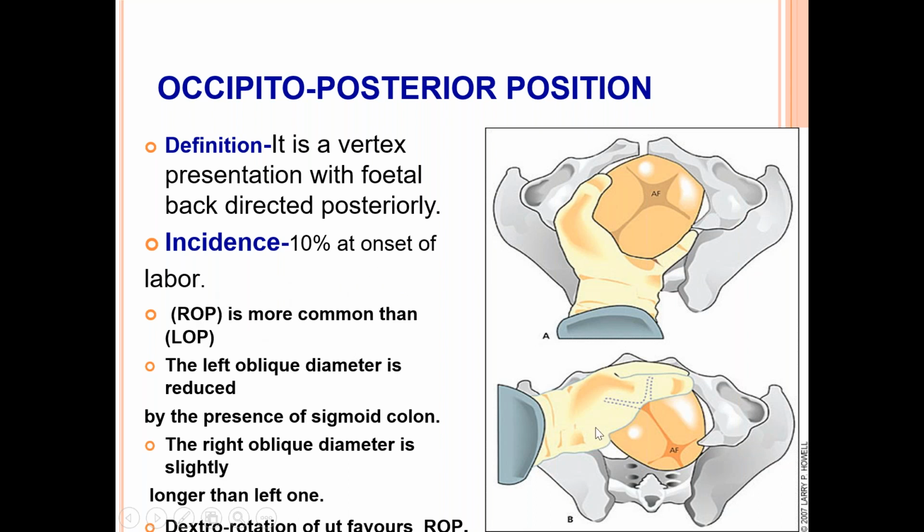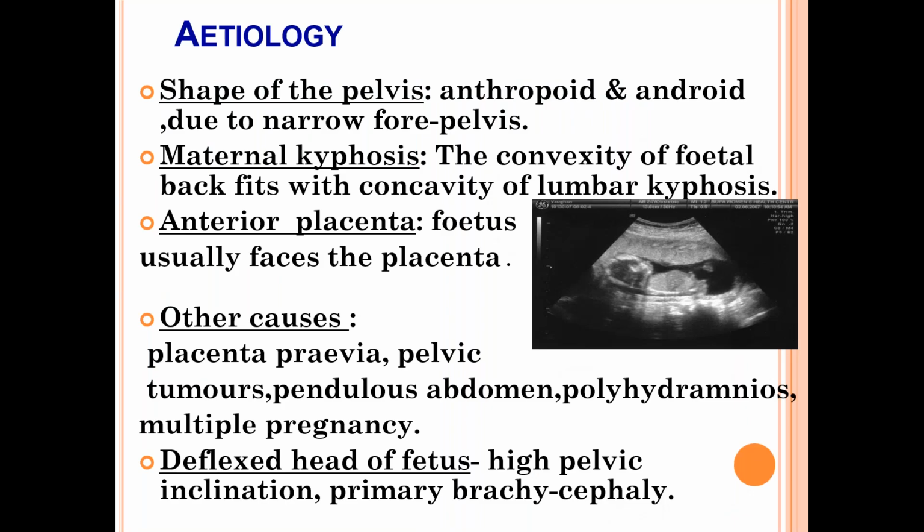ROP is more common because on the left side we have the sigmoid colon which occupies space, so the left oblique diameter is reduced by the presence of the sigmoid colon. That's why the right side is more common. The right oblique diameter is slightly longer than the left. So right occipito-posterior position is more common than left occipito-posterior position. Dextral rotation can also favor ROP.